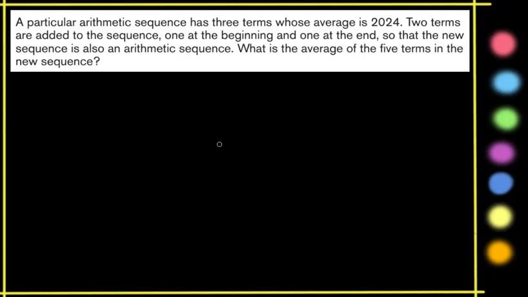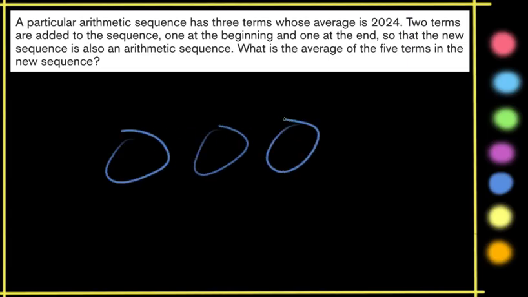Okay. It says a particular arithmetic sequence has three terms whose average is 2024. Two terms are added to the sequence, one at the beginning and one at the end, so that the new sequence is also an arithmetic sequence. What is the average of the five terms in the new sequence? Okay, so we've got these three terms, 1, 2, 3, and they're arithmetic. It's an arithmetic sequence, so that means you're going to add something. Let's just say k. We're adding k to get to here, and we're adding another k to get to here.